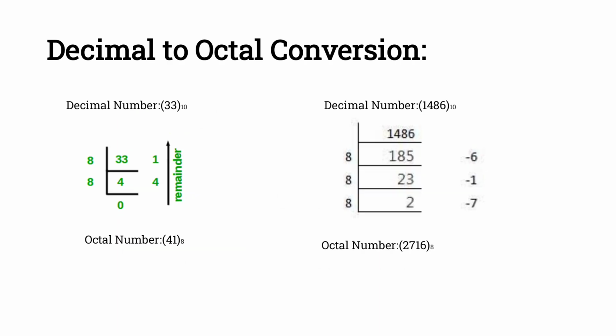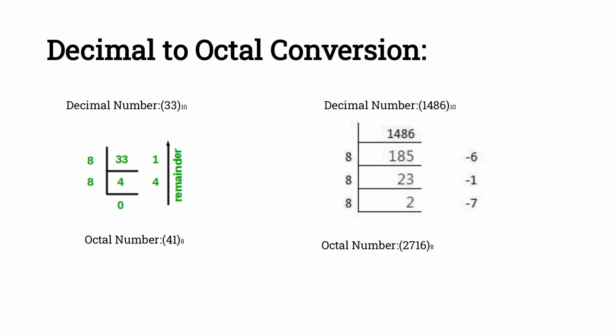Next is decimal to octal conversion. As already discussed, for the decimal number to octal conversion, or any conversion, we are going to divide by the base value. For binary, the base value is 2. For octal, the base value is 8. So we are going to divide the decimal value by 8, and write the remainder parallelly.